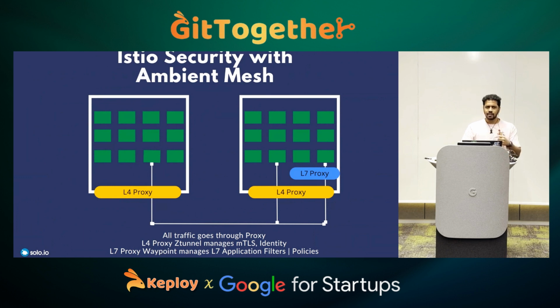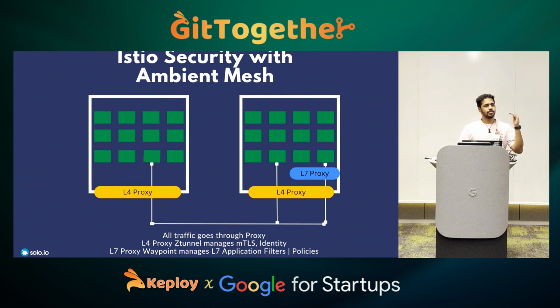I will show a short demo also if I have enough time. But yeah, the L7 proxy is called a waypoint proxy. And with a waypoint proxy, you can do everything at the L7 layer that Istio used to provide, right? Istio provides a lot of things like authorization policies, traffic shaping, and all these things, which is very common for a service mesh, right?